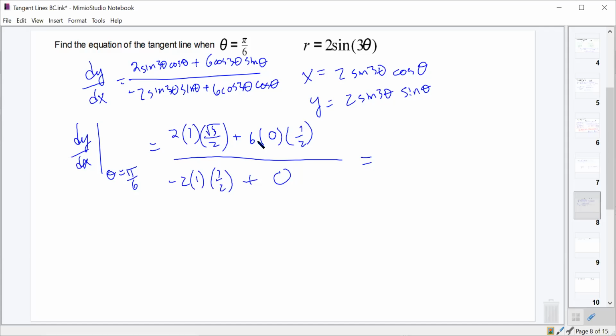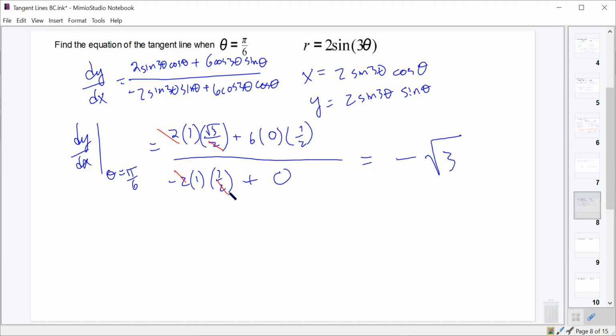So what does our slope end up being? Negative what? If you simplify that down. Negative root 3 over 2. This is negative root 3. Oh, I missed the 2. My bad. Yeah, those twos will cancel, and then those twos will cancel, right? So just negative root 3.